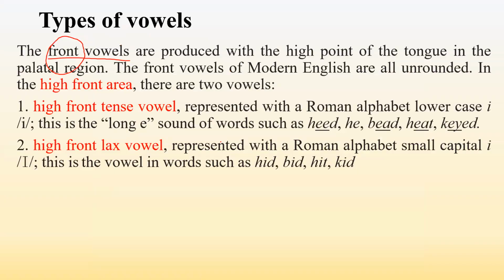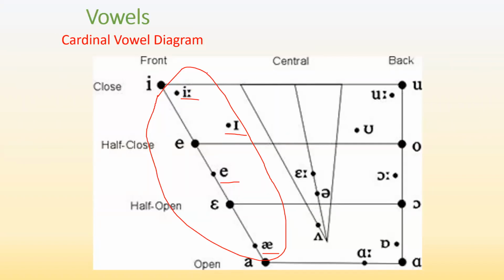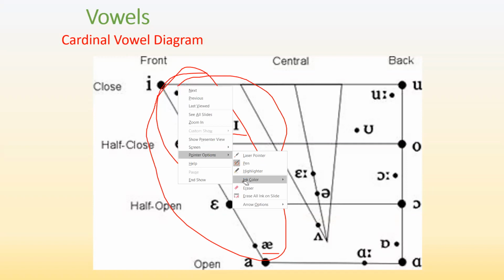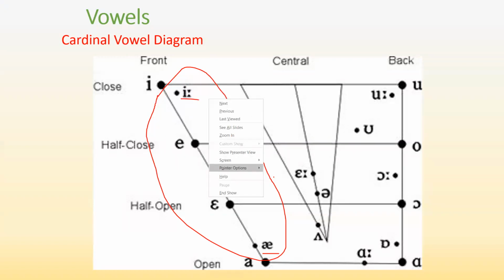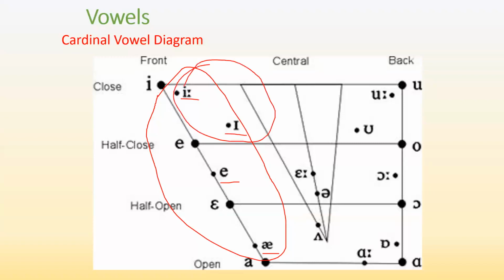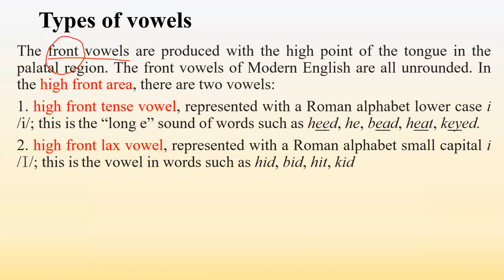So in the high front area, there are two vowel sounds, right? High front area. So you know, high front area, this part, of course. Okay, I think my circle was too big, right? This one. So there are two vowels, high front tense vowel and high front lax vowel. Actually, the difference between these two vowels is this tense and lax difference. Okay, high front tense vowel. This is represented with the Roman alphabet lowercase e. This one. Right? This is the long E sound of words such as E. This is a letter, right?